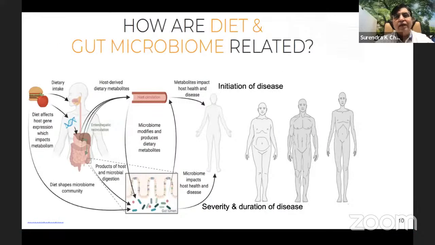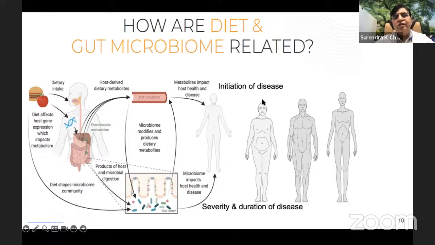Now, what happens when we have this diet and how does this affect the gut microbiome? Whatever diet we are taking affects host gene expression, which ultimately has an impact, as I explained earlier, in two directions, downward and upward. Downward direction means from the host towards the microbiome, and upward direction from the microbiome to the host, that is the brain communications, which involve different organ system communications. Now, whatever the host-derived dietary metabolism is, this diet shapes your microbial community in your gut, and the products of the host and microbial digestion circulate in your system, and these metabolites have a direct impact on the health and disease status of a particular person.